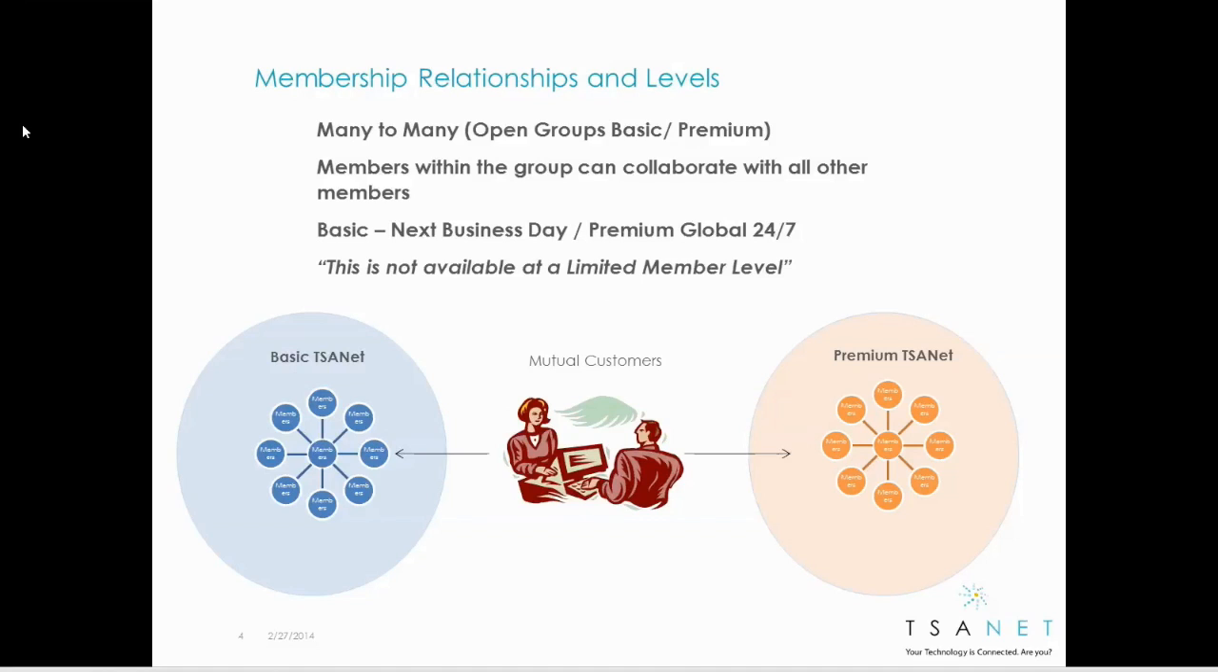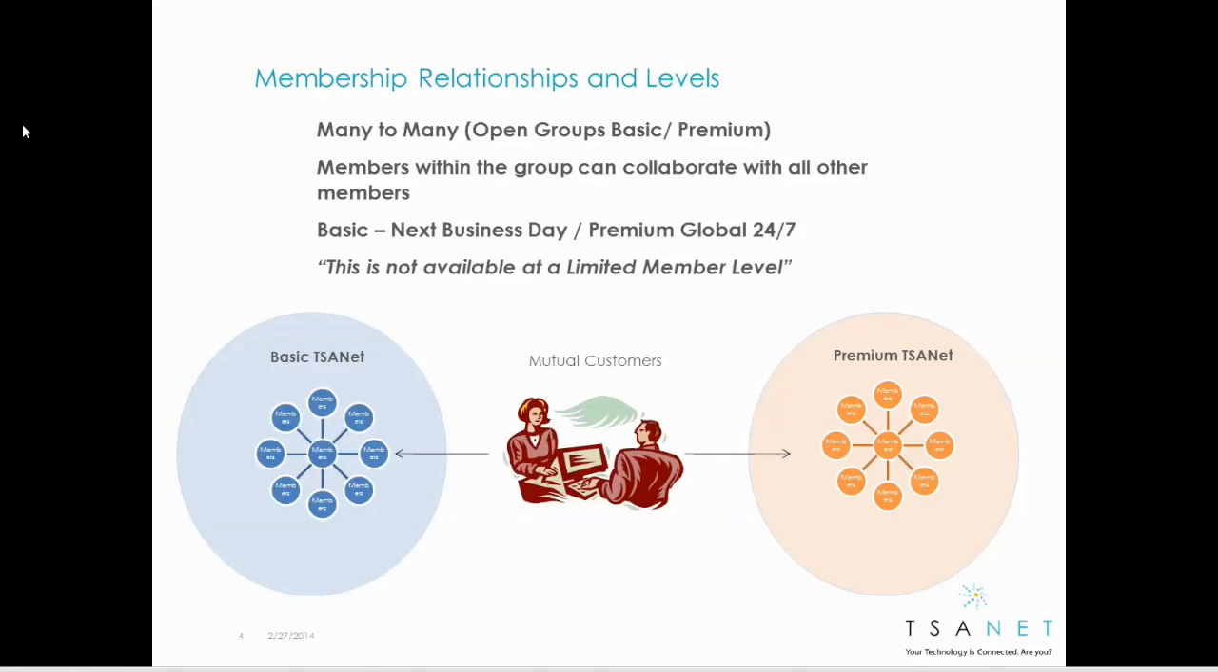This slide I wanted to show you to give you just perspective. You'll notice at the bottom of this, this is not available at a limited number level. This is how TSANet got started. And the reason, again, for perspective on this is to give you an idea of how this organization got started and what its core membership offering was. And actually to this date still is this.